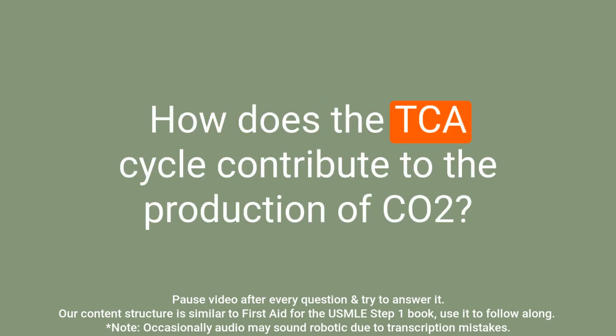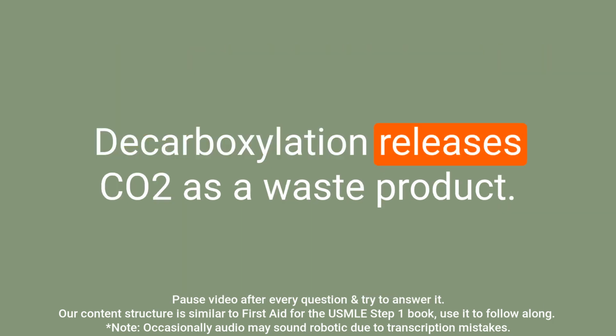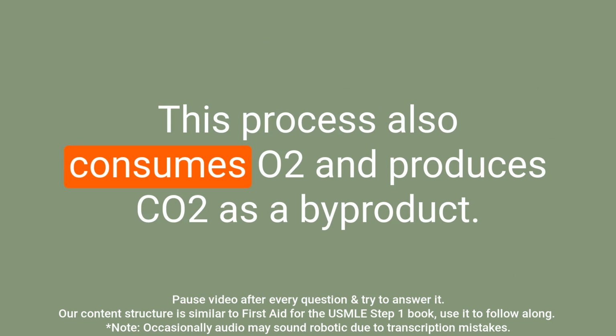Question: How does the TCA cycle contribute to the production of CO2? Answer: The TCA cycle contributes to the production of CO2 through the process of decarboxylation, which occurs during the first step of the cycle. When pyruvate is converted to acetyl-CoA, decarboxylation releases CO2 as a waste product. Additionally, during the process of oxidative phosphorylation, the electrons carried by NADH and FADH2 are used to pump protons across the inner mitochondrial membrane. This process also consumes O2 and produces CO2 as a byproduct.